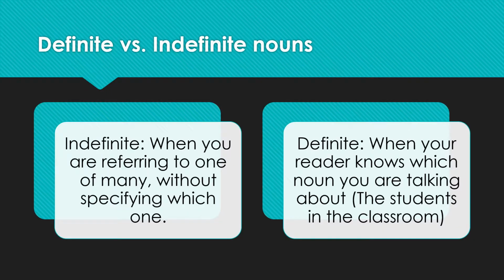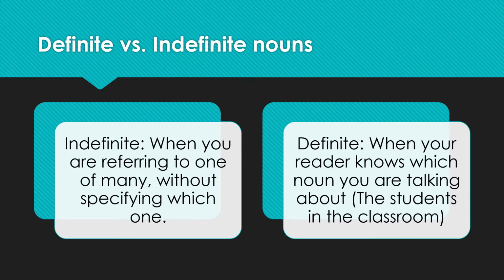To understand articles, we first need to take a detour and understand definite and indefinite nouns. Indefinite nouns are ones where we aren't talking about any specific person, place, or thing. So we are talking about a cat or a dog. In these cases, we are just talking about one cat or dog out of a group. A cat or dog could be any cat or dog that you see in the area.